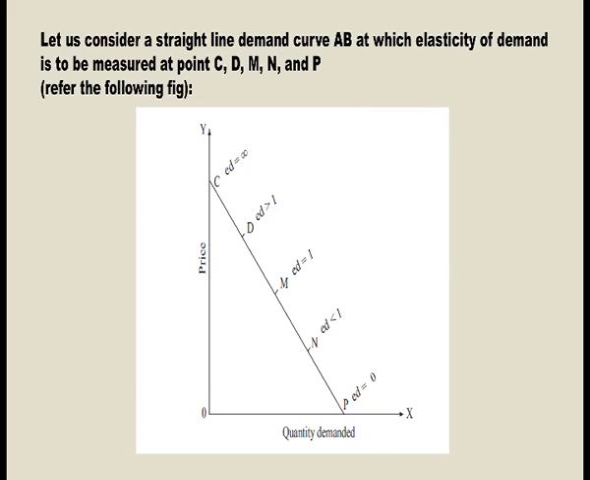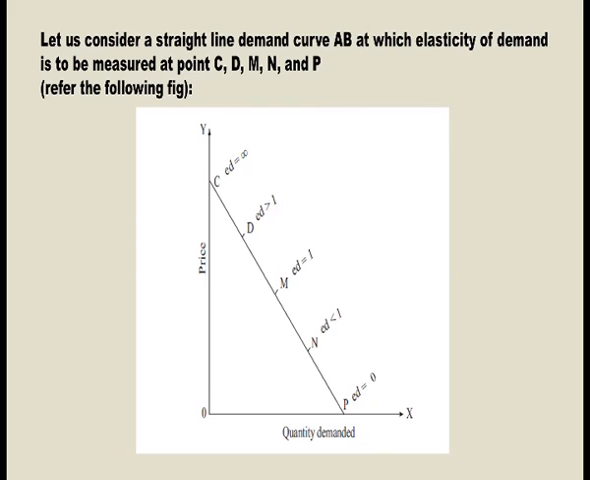How? In the straight line demand curve, different points are marked. They are marked as C, D, M, N, P. At these points, we can measure the elasticity of demand. Now at the point M, the elasticity of demand is equal to 1.